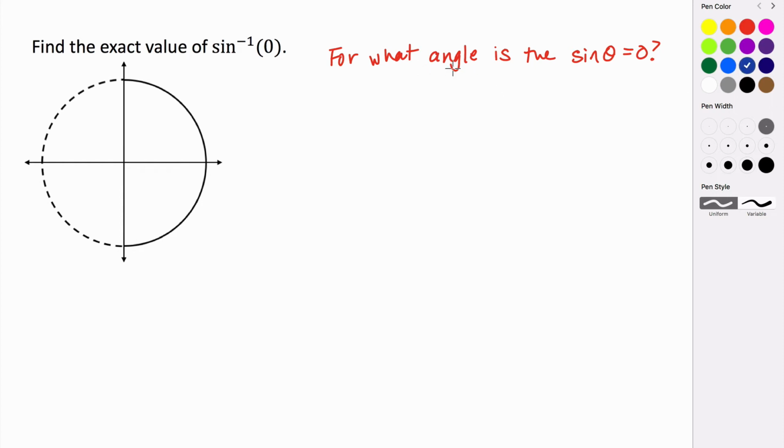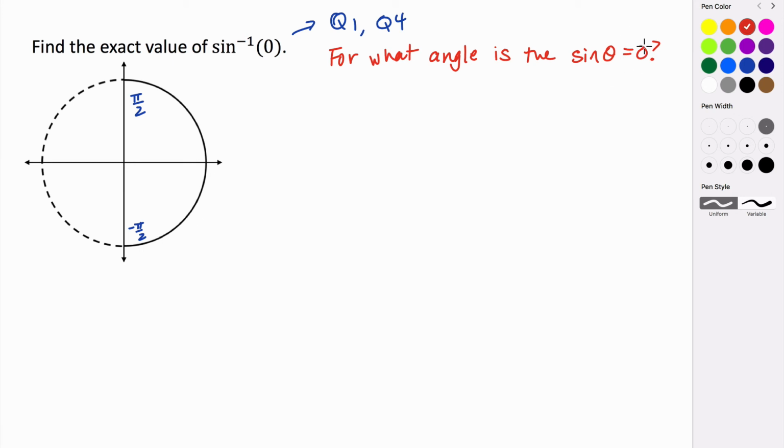Now, when we're talking about these angles, we have to remember that the inverse sine was restricted to quadrants 1 and 4. So that's going to be the values from negative pi over 2 to positive pi over 2. So we're trying to figure out the sine equaling 0. So that's the y-coordinates. So for what angle is our y-coordinate 0?